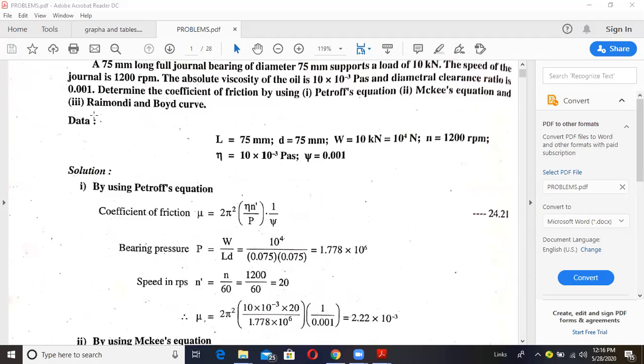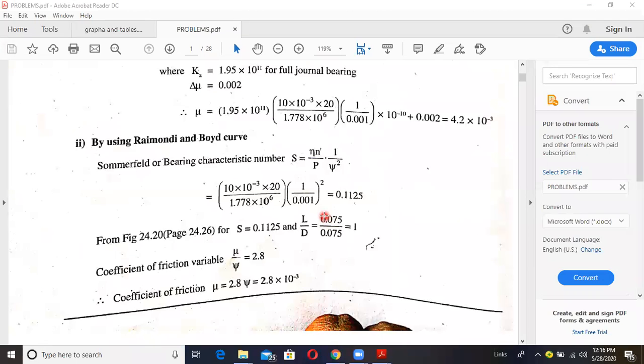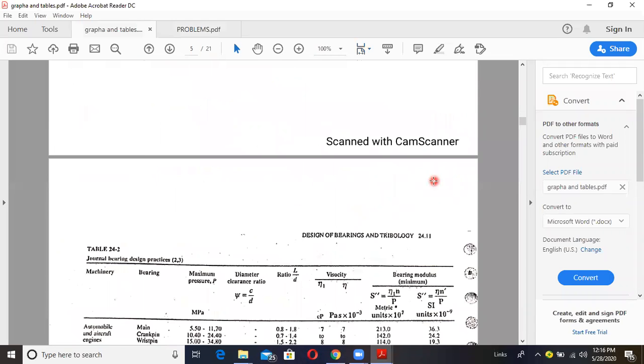Third unknown, again we have to calculate mu based upon the Raymond and Boyd curve. Here we are not using the formula, we are using the figures to calculate mu. Now if you see figure number 24.20, I will show the figure here.